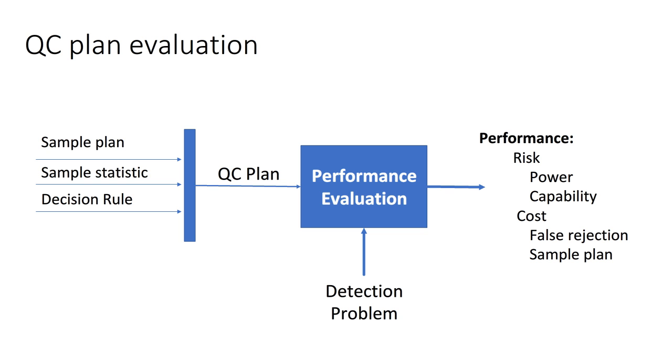In the lab industry, we generally compare the performance of 5 or so QC plans for detecting shifts of a particular size. The performance of a QC plan is evaluated in terms of risk and cost. With risk, first look at the ability to detect unacceptable results, which is statistical power, and then when the process is in control, we evaluate capability. Then we look at cost, the cost associated with false rejections, and the cost of the sampling plan. So let's see how this is done.